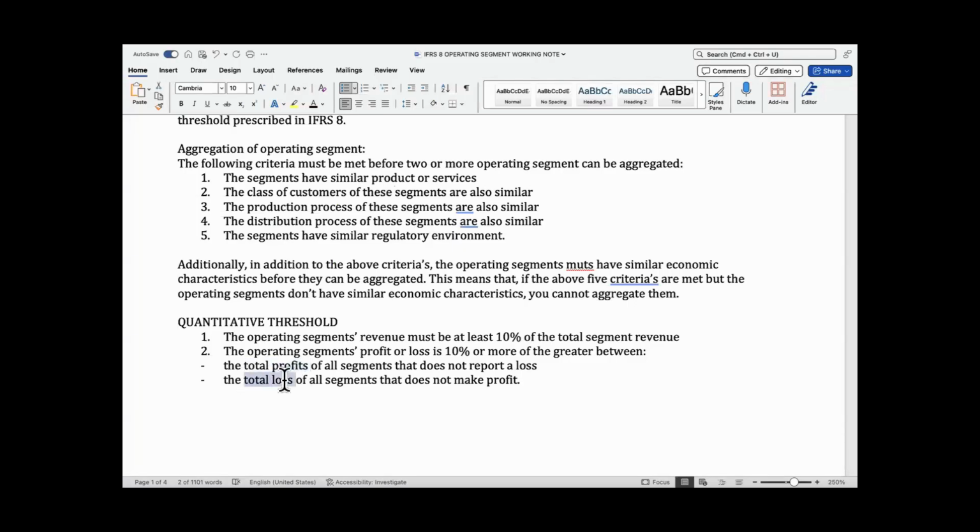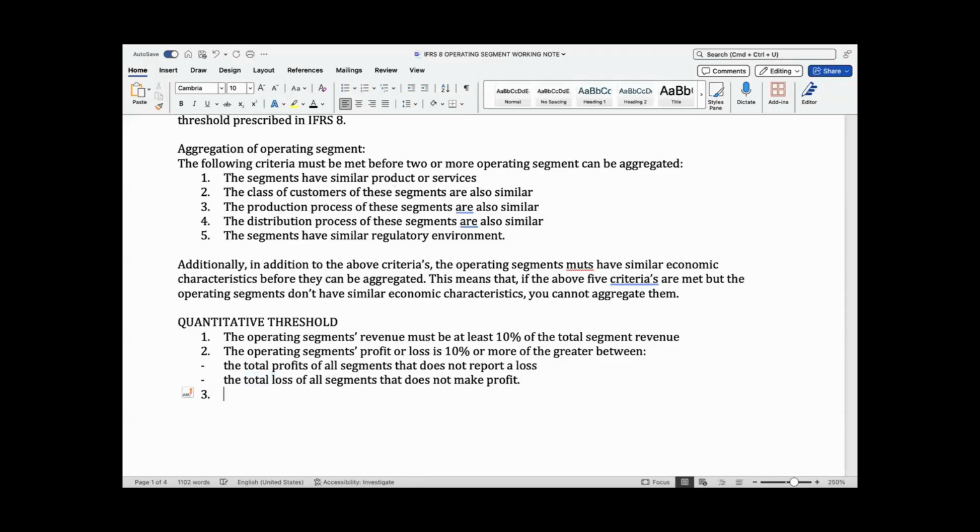and the total loss. You'll see when I solve a question for you. So this second point is just looking at, okay, what's the total profit? What's the total loss? So you separate total profit of all segments that does not report a loss, and total loss of all segments that does not make a profit. You separate the higher between the total loss and total profit. The higher between them. When you pick the higher, we are saying the operating segment profit or loss should be at least 10% of that. It should be 10% or more of that.